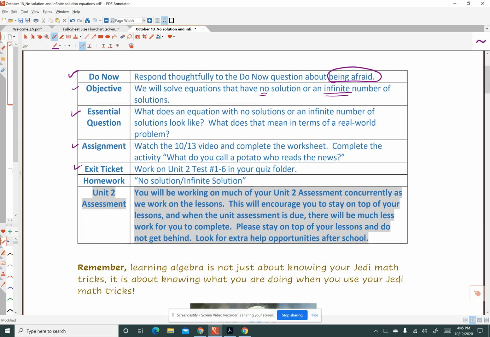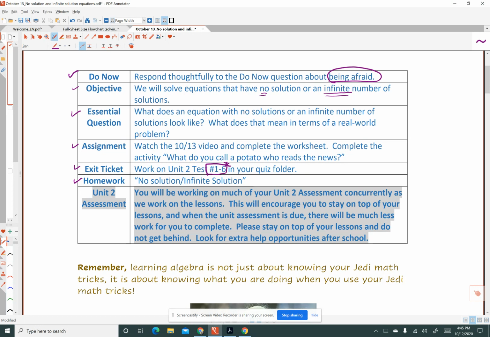For our exit ticket, I'm going to do something a little bit different. I put an assessment in your quiz folder, and I'd like you to work on problems 1 through 6 in there. I want to make sure you get some really good practice with some of these concepts as soon as we learn them. Our homework will be the No Solution, Infinite Solutions worksheet.